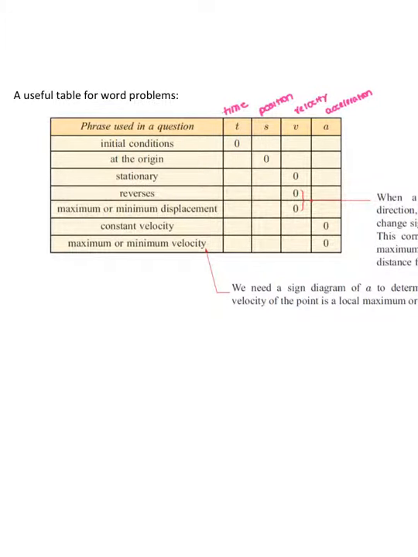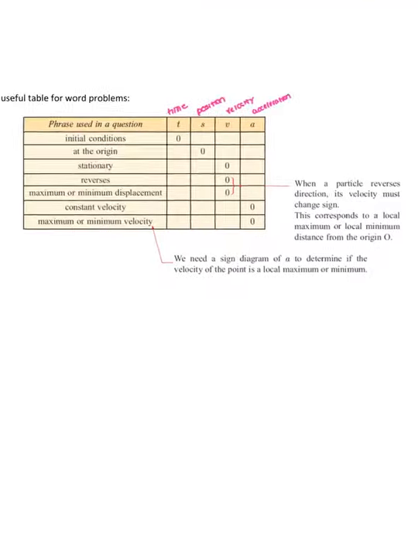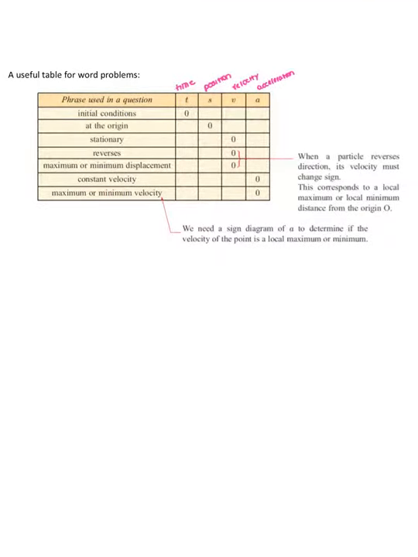So in questions that involve kinematics, you can see these phrases that involve the words initial conditions, at the origin, when something is stationary, when an object reverses, when an object has maximum or minimum displacement, when it has constant velocity, or when it has maximum or minimum velocity. So like that list that I created about the first and second derivative tests and you referred back to, this is a good chart to refer to when you're doing these kinematic problems. And the more you do them, the more used to you will get to this chart.